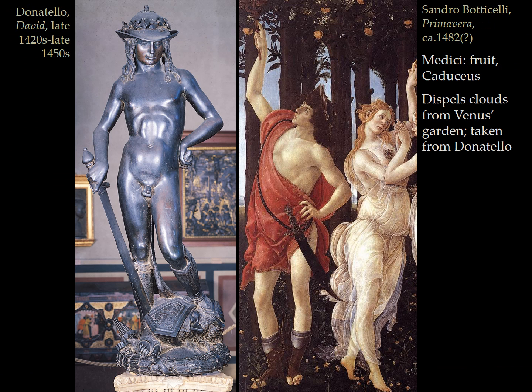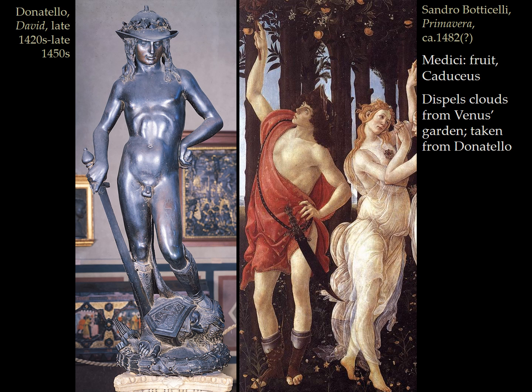and Mercury. So Mercury off to the far left is going to be in the same pose as Donatello's David, with the same left arm akimbo and shown in the same adolescent fashion. With the caduceus, the symbol of the rod with the snakes wrapped around it, he's going to be waving away or dispelling clouds from this garden of Venus.